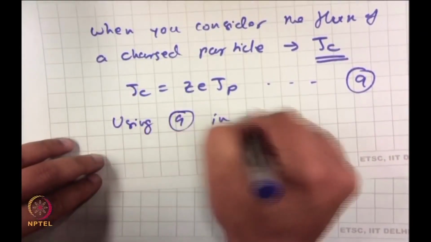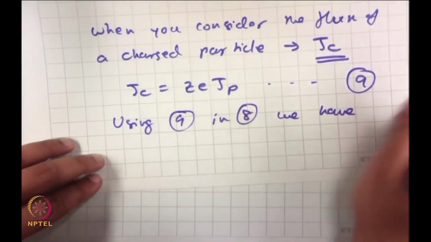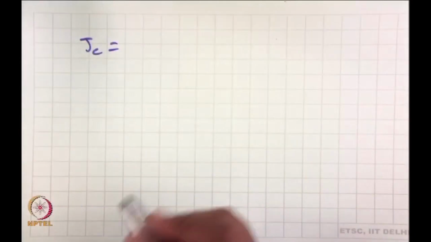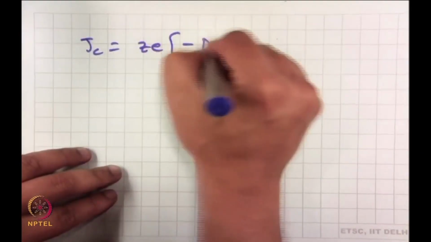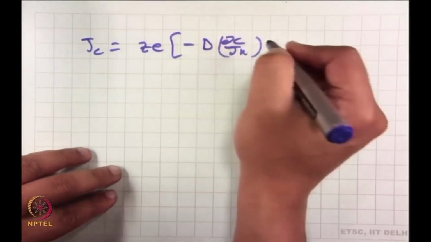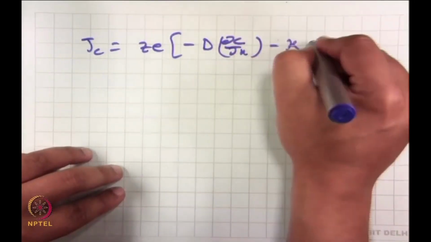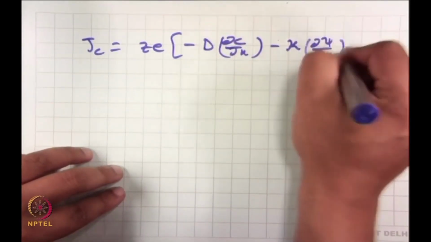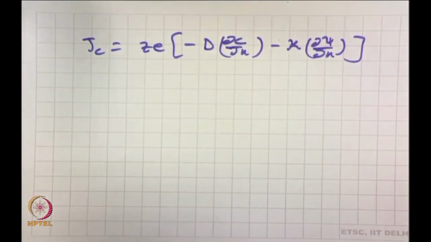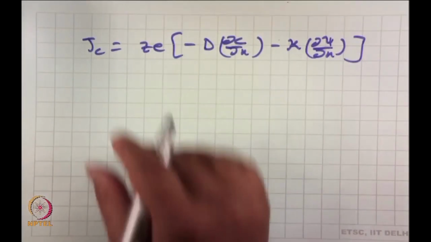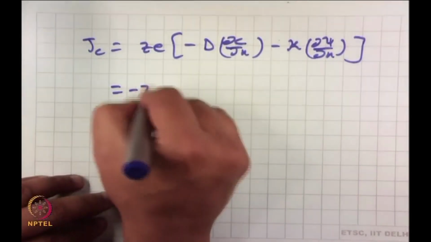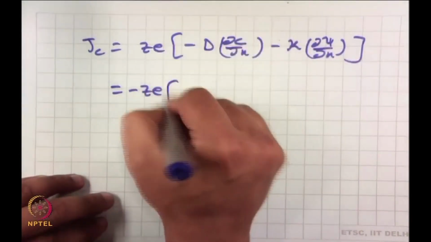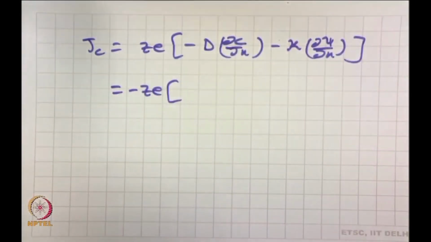using 9 in 8, we have J C is equal to Z times E times minus D del C over del x, minus kappa del psi over del of x. Now, I will put in the actual expressions. For example, if I say this is minus Z times E, I take the minus out. What can you replace D by? I want to get rid of D.